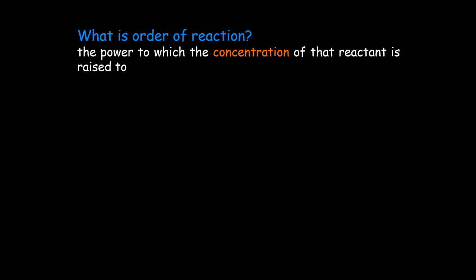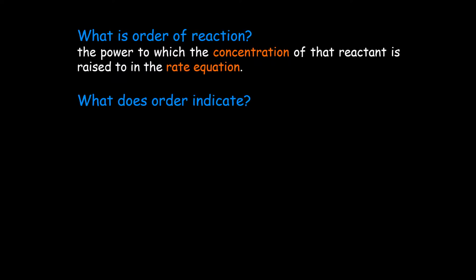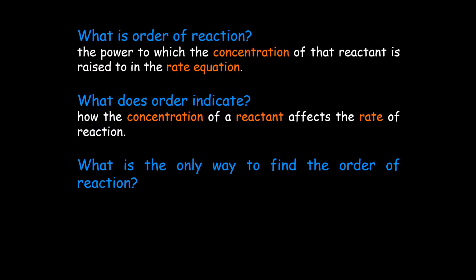The order is the power to which the concentration of that reactant is raised in the rate equation. Now, order indicates how the concentration of a reactant affects the rate of reaction. And the only way to find the order of reaction is by experiments.